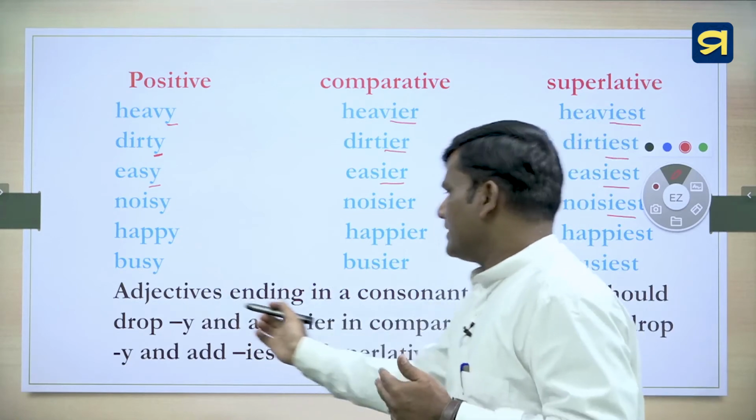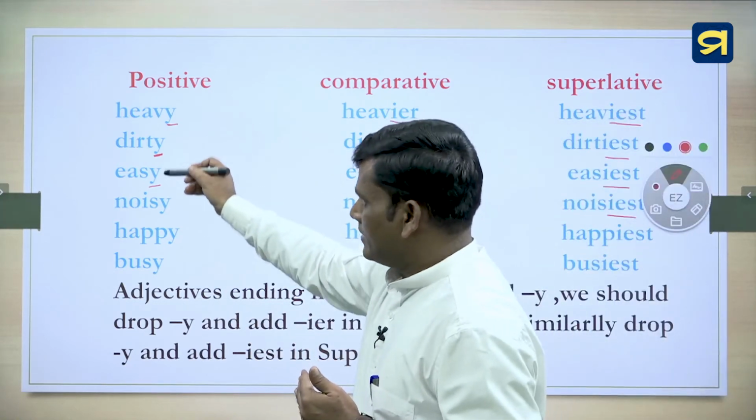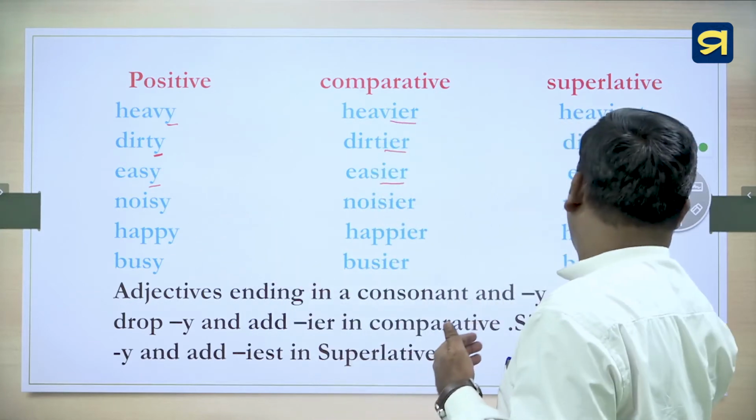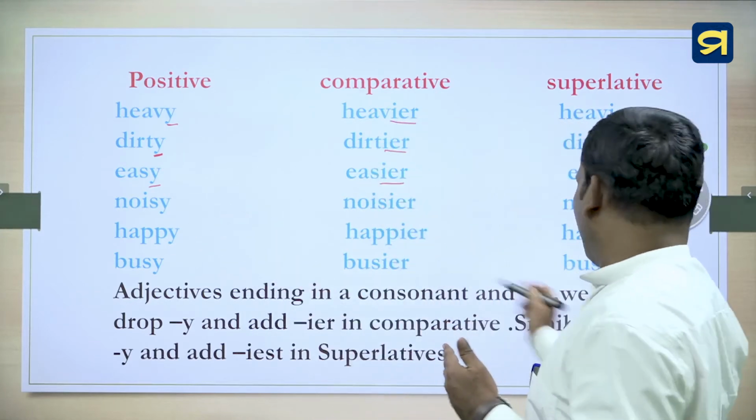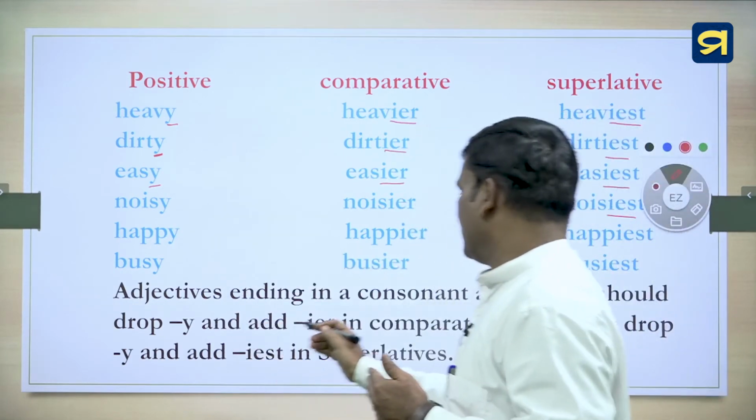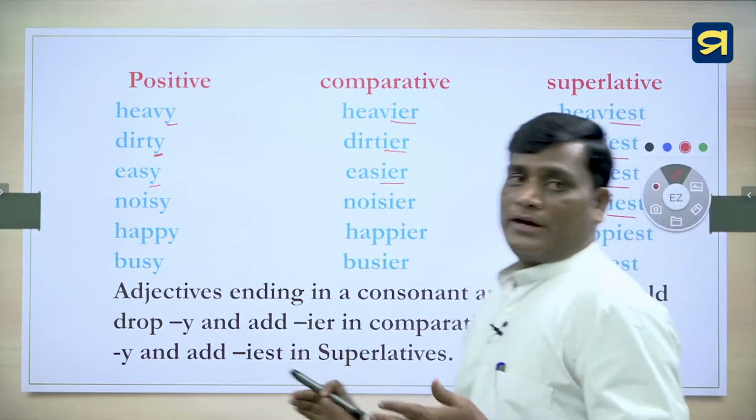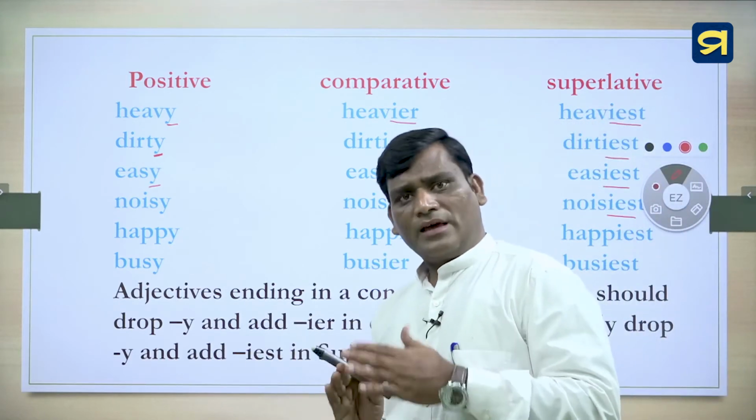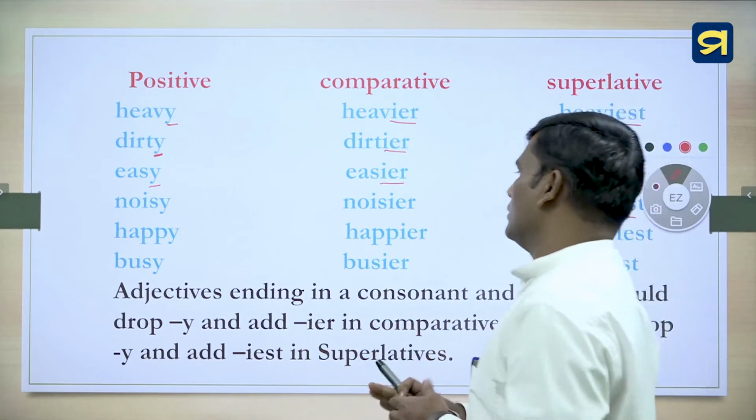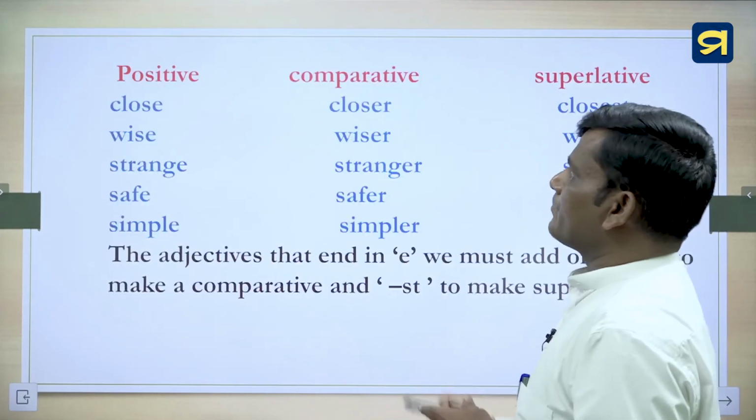So what is written? Adjectives ending in a consonant. Here, Y is the consonant. We should drop Y and add IER in the comparative degree and IEST in the superlative degree. Then our spelling will be accurate and we will write clearly. Okay, we will proceed to the next.